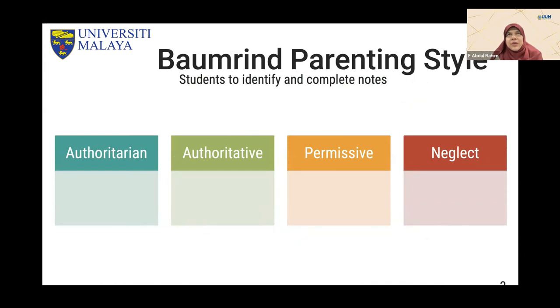So what I will probably be doing is to provide resources for the students via LMS, as flipped learning, right? They read it before they come to the class. When given the resources, they have to identify the characteristics of the different types of parenting styles. There are four: authoritarian, authoritative, permissive, and laissez-faire, or neglect. So they will have to write down the characteristics of each of the different types of parenting style.